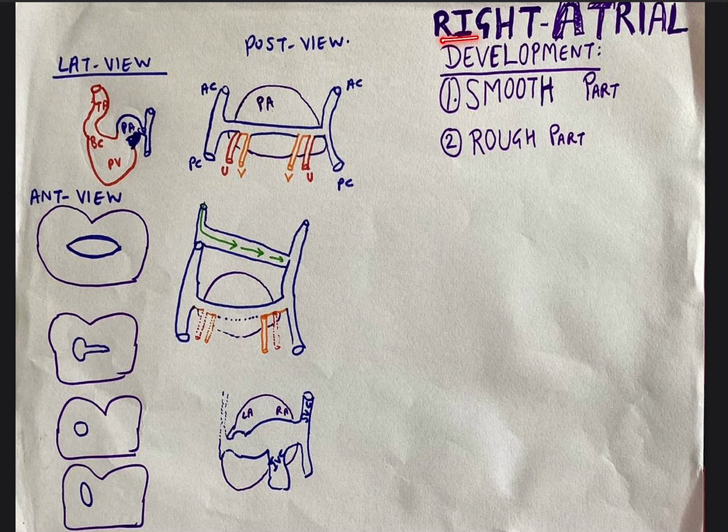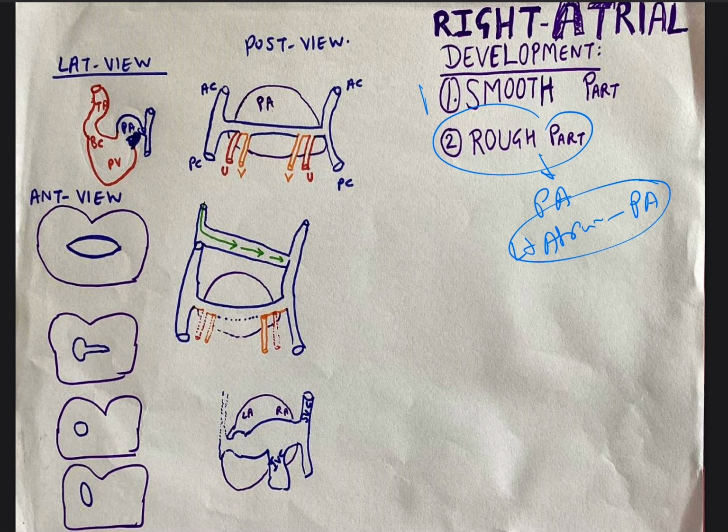Now I am going to discuss right atrial development. The right atrium has two parts, a smooth part and a rough part. The rough part is very easy. The rough part develops from the primitive atrium. I will also discuss this when we discuss the left atrium. In the left atrium, the rough part develops from the primitive atrium, but the smooth part develops from the sinus venosus. How? Let's see this diagram.